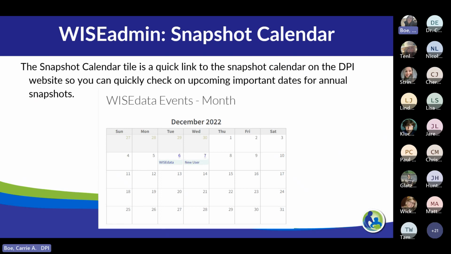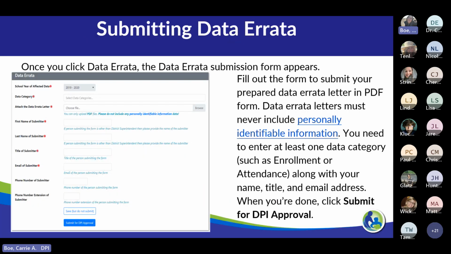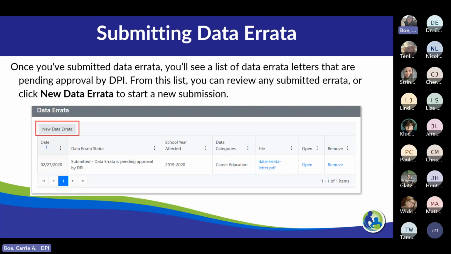We have the, again, snapshot calendar. We are working toward our December snapshot. I think it's December 8th this year. We're going to snapshot your data, so we want everything clean and accurate by that time. If for whatever reason you have major SIS vendor issues or your data is not clean and accurate, DPI asks for you to submit something called a data errata letter, and that you would use WISE admin to do that.